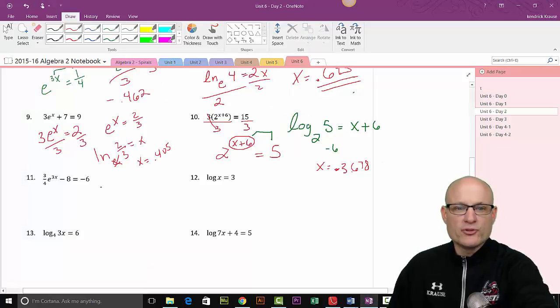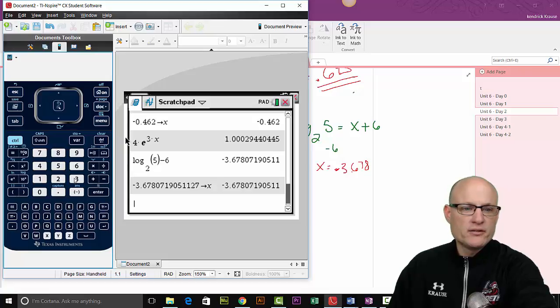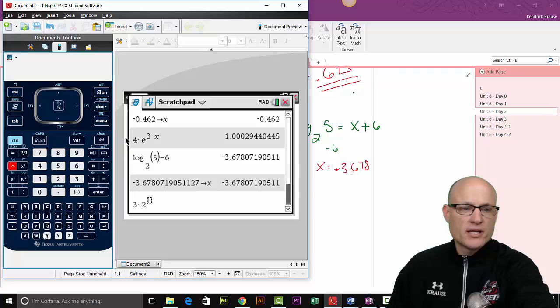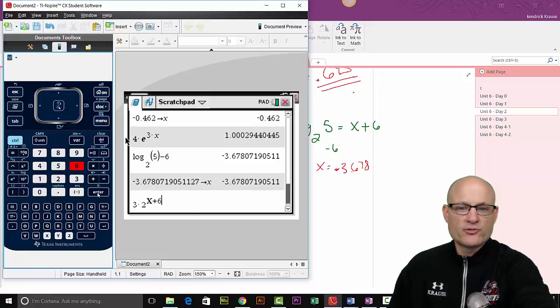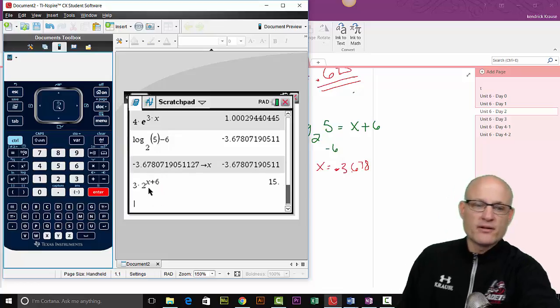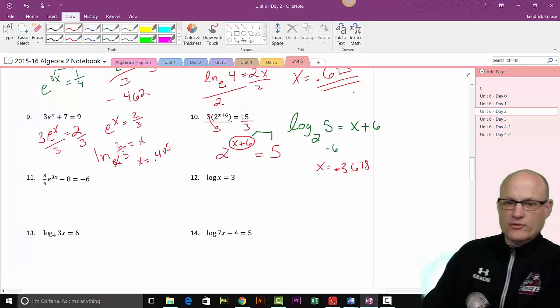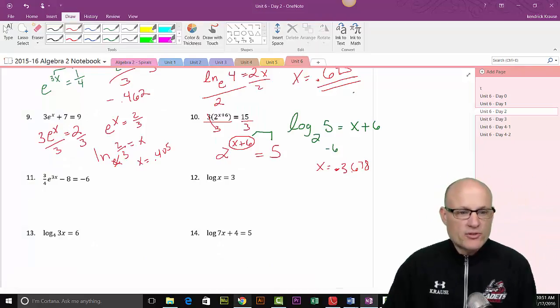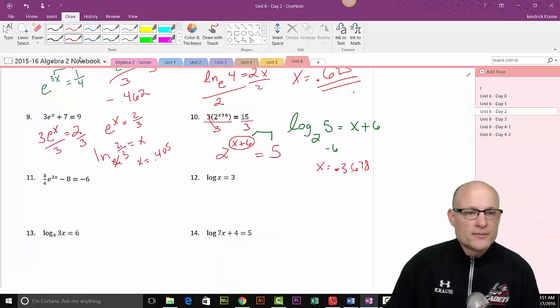I should be able to do 3 times 2 raised to the x plus 6. And it should be equal to, I believe, 15. And there it is, 15. Perfect. It works. You do need to check these. Sometimes it works, sometimes it does not work.